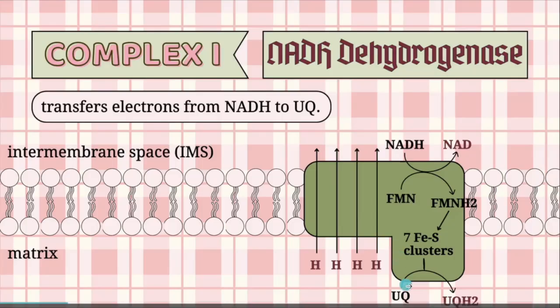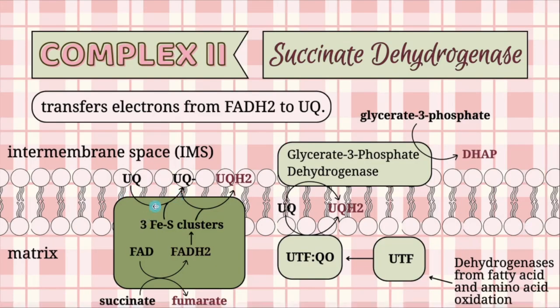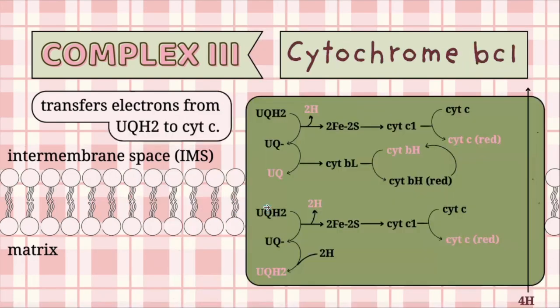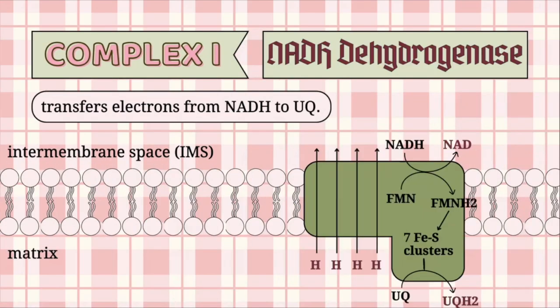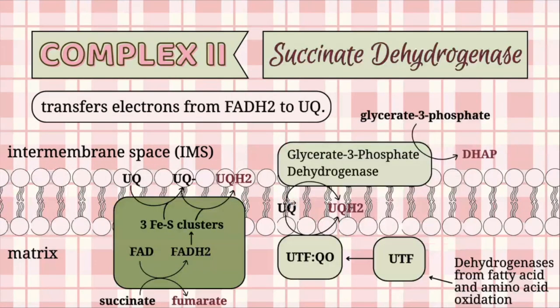And I just wanted to mention, UQ is supposed to be in the inner mitochondrial membrane, but I just included it outside because I couldn't fit it inside. But this is wrong. It should be inside the membrane, not in the matrix. It shows that it's in the matrix, but it shouldn't be. But here I showed it's in the membrane.